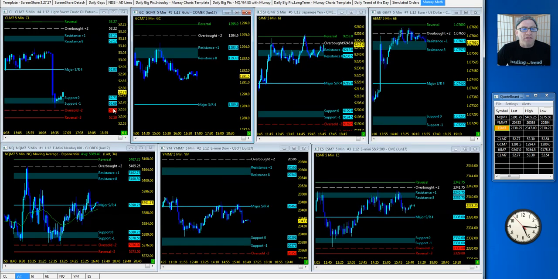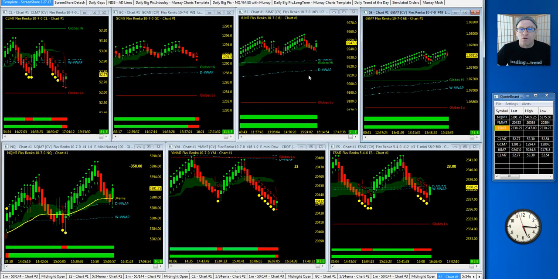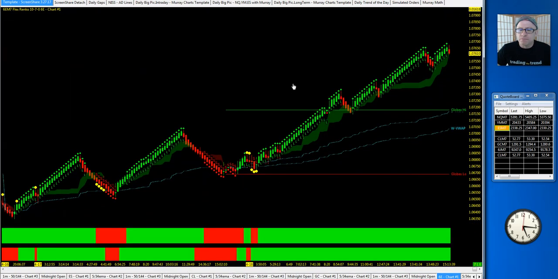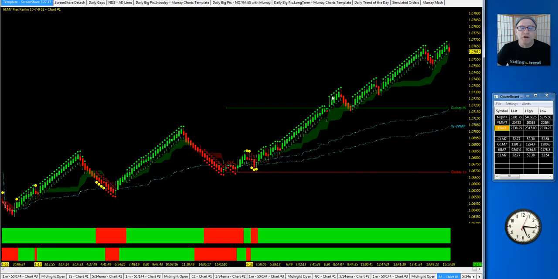Taking a look at the Murray math levels again, we'll take a look. Actually, let's jump back to that as we'll roll into tonight. Shout out to the 6E here, on the top row of our screen share.